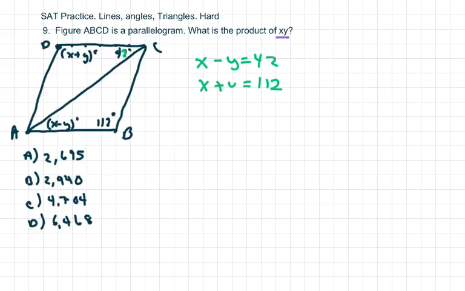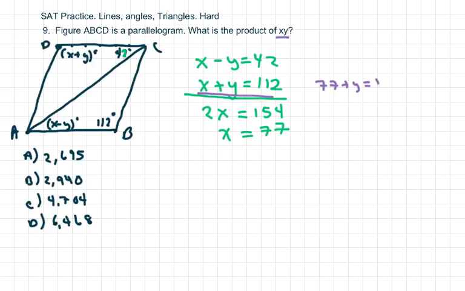So we can set this up as a system, and I'm going to go ahead and just add this. You get 2x equals 154. So x equals 77. And substitute it back into either one of these. You can substitute it back into, say, this one, and you're going to get 77 plus y equals 112. Subtract the 77 from both sides, so you get y is 35.